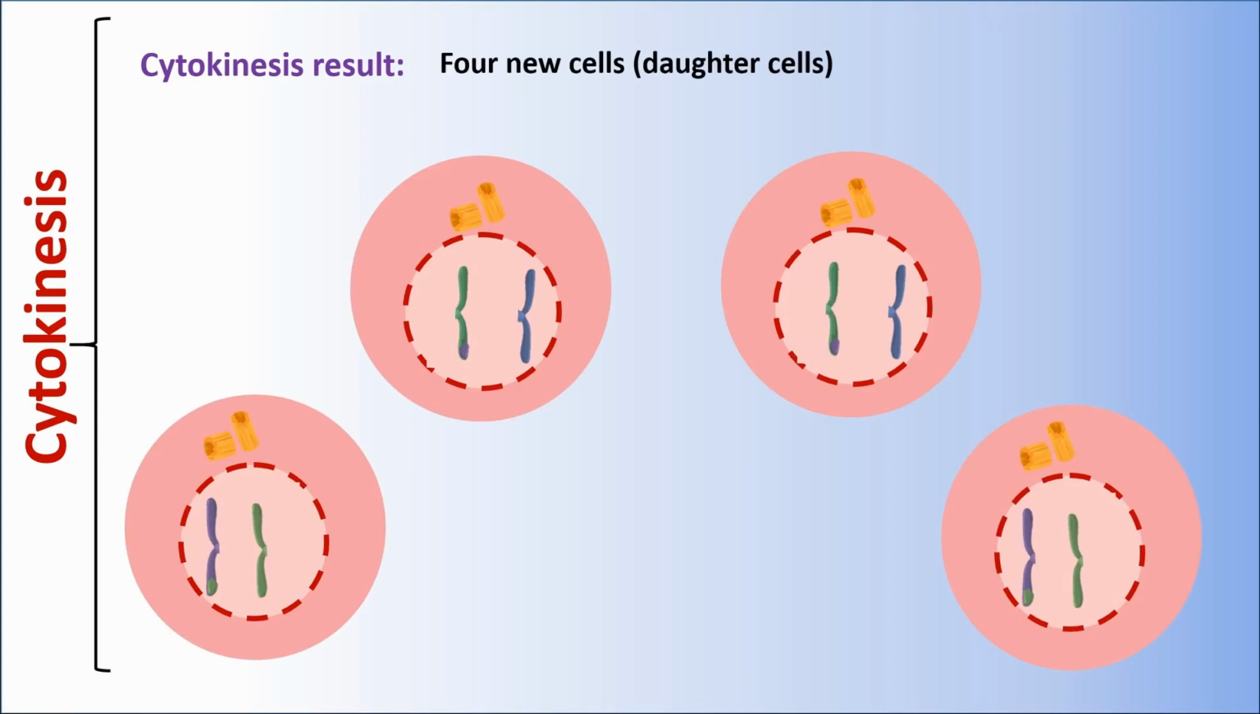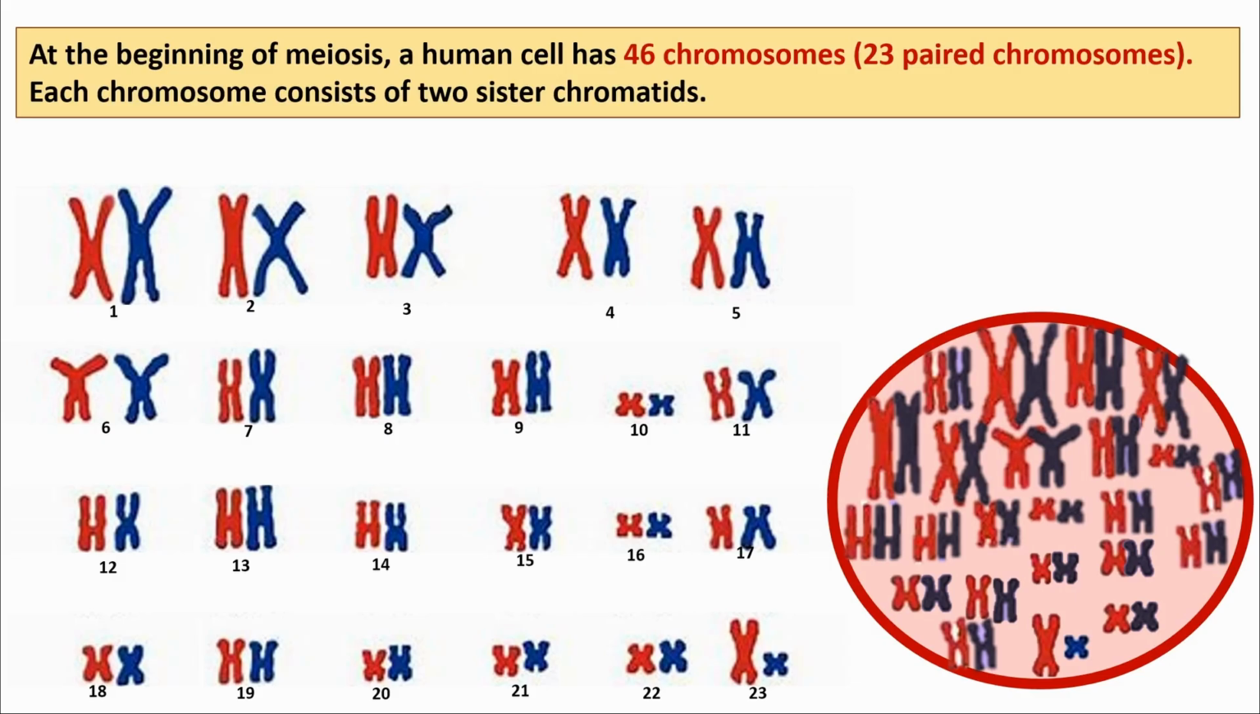Cytokinesis. Cytokinesis result: 4 new cells, or daughter cells. At the beginning of meiosis, a human cell has 46 chromosomes, or 23 paired chromosomes. Each chromosome consists of 2 sister chromatids.